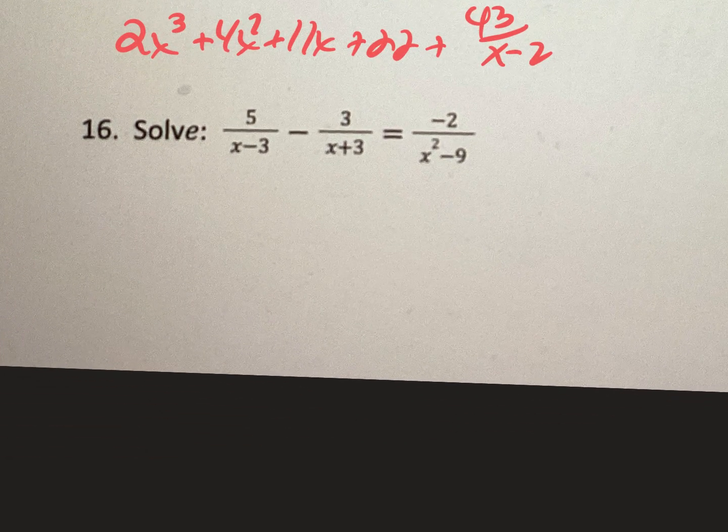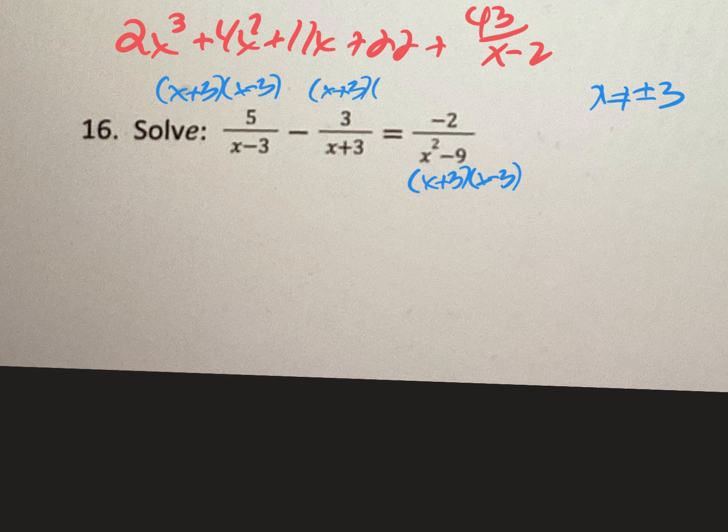16. Got to find that. Well, first of all, let's factor this one. That's x plus 3, x minus 3. Tell what x cannot be. x cannot equal positive or negative 3. And I'm going to multiply everything up here by the LCD, which is x plus 3 times x minus 3.